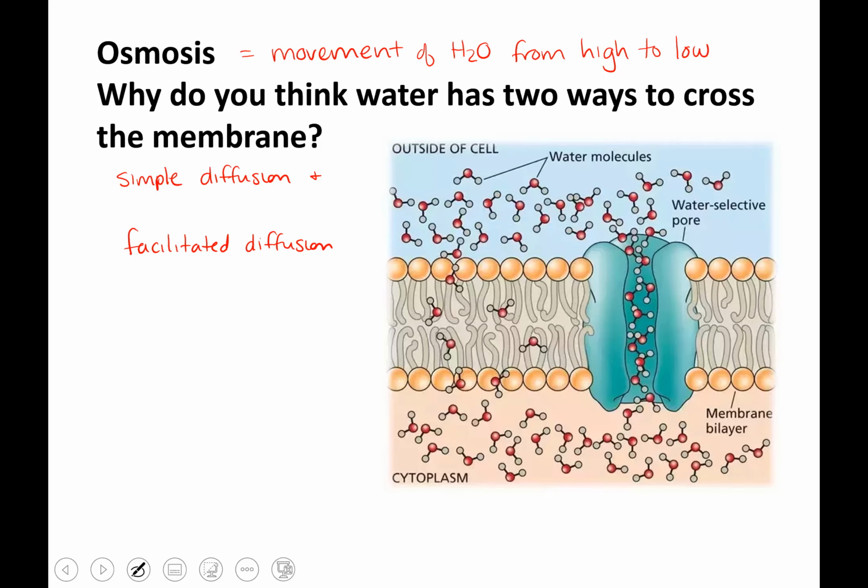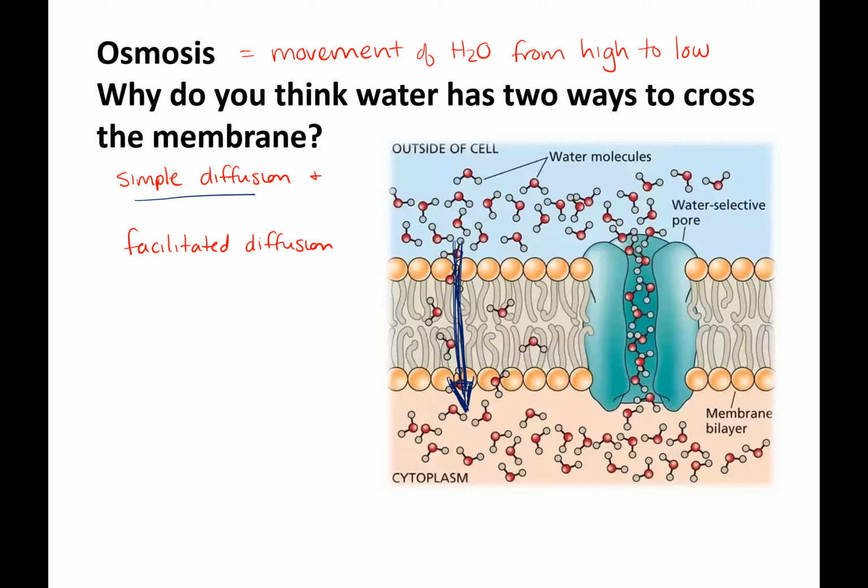So water can, this is showing you simple diffusion. It's going right across that membrane. Okay. That's simple diffusion. Water can cross that way, but it's pretty slow, not super efficient.